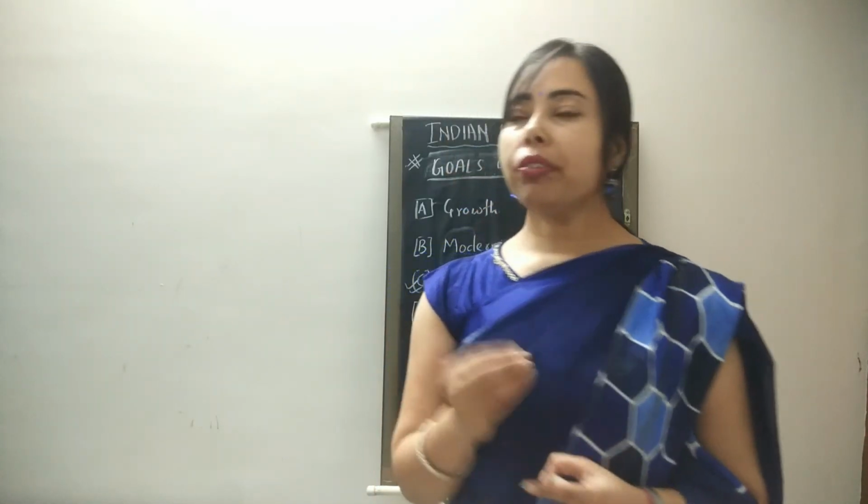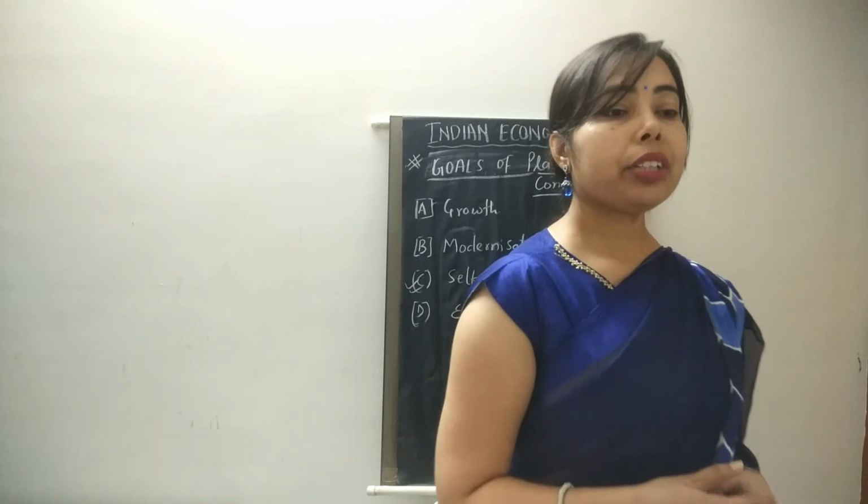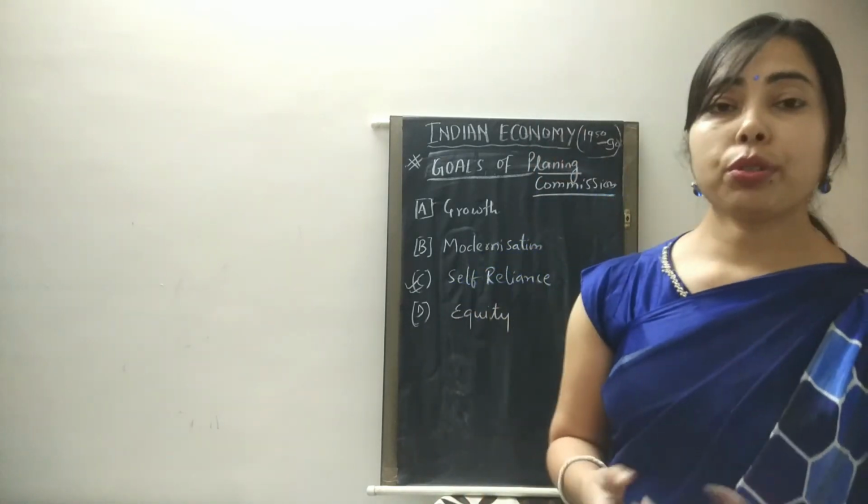In some books you will find another goal as well, which was added later, to provide employment opportunities. But as per NCERT, only four are given. If you want to write a fifth one, you can also write it, no problem. That is employment opportunity, meaning providing each and every person an employment opportunity was also one of the goals of the Planning Commission.